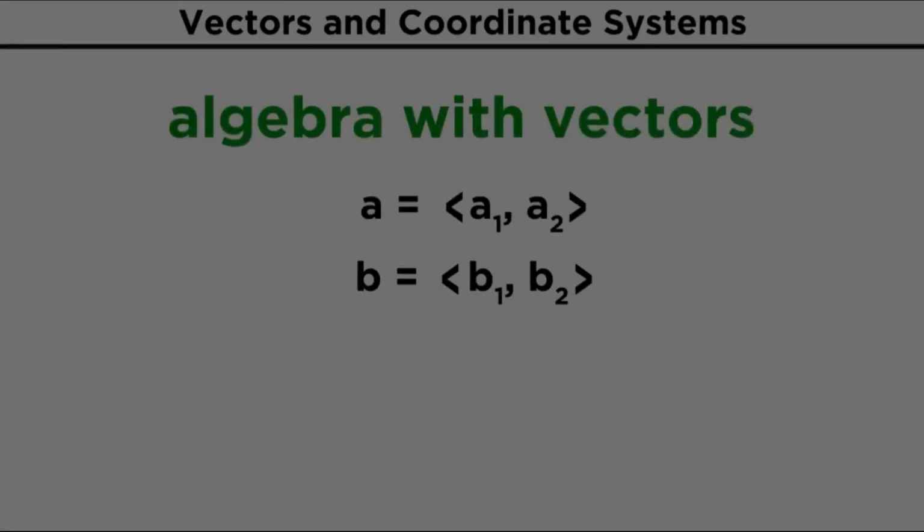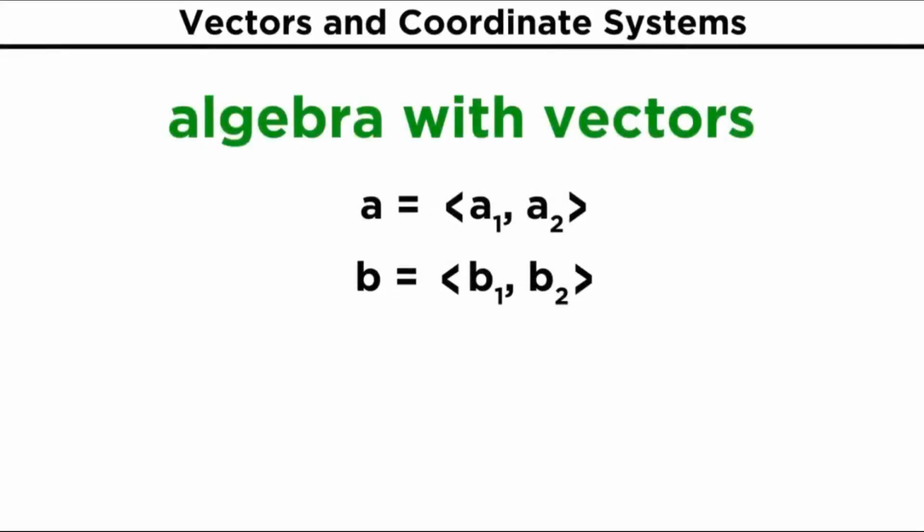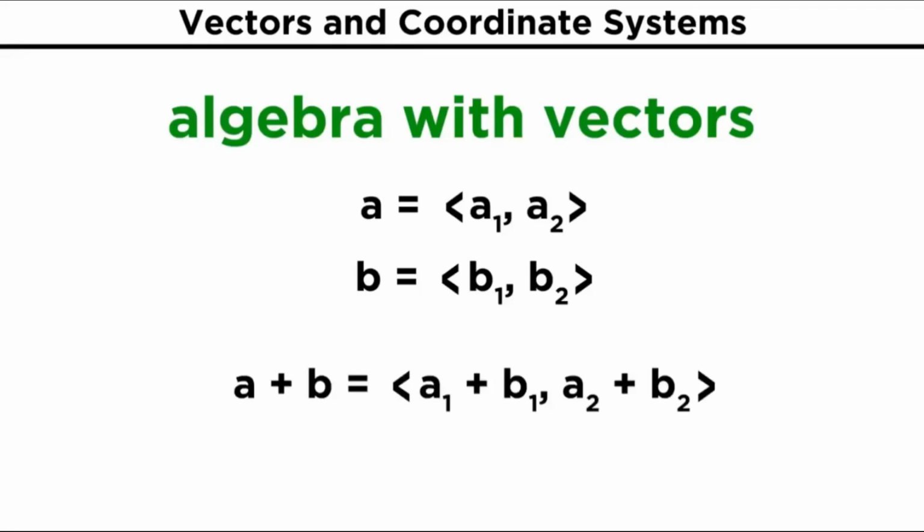We can also use this information to do more algebra with vectors. If we have a vector A with components A1 and A2, and another vector B with components B1 and B2, the sum of these vectors, or A plus B, will have the components A1 plus B1 and A2 plus B2. The same can be said for vector subtraction. We just subtract the corresponding components.